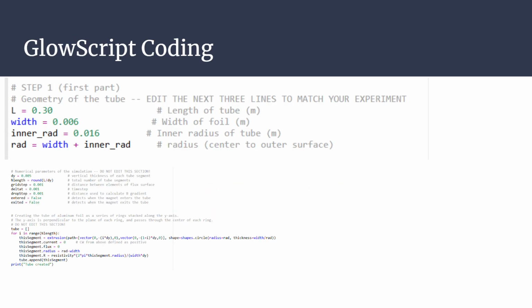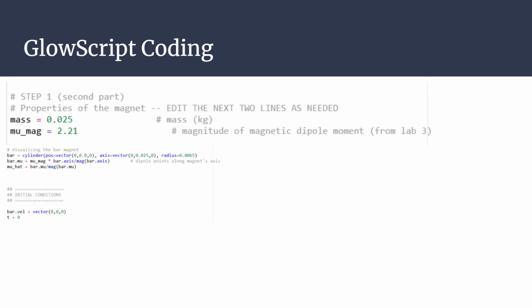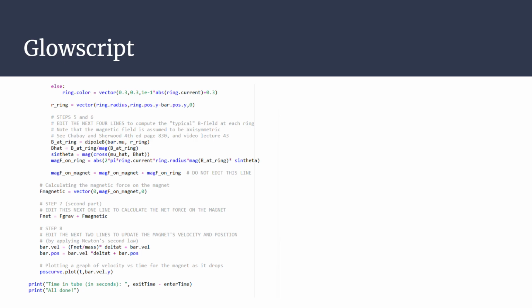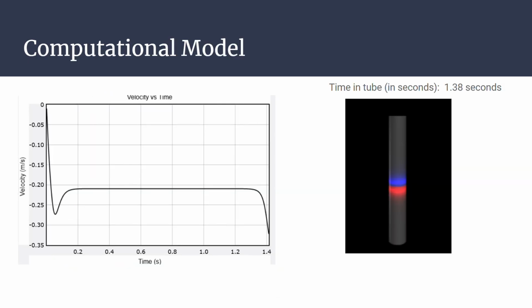And here's the glow strip coding. So from the coding, this is what we got. We got the computational model. On the left, you can see the velocity versus time graph, and on the right, we can see that the time in the tube was 1.38 seconds, and the model is displayed on the right as well.